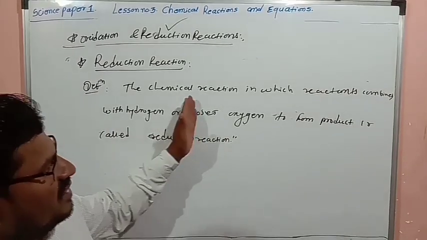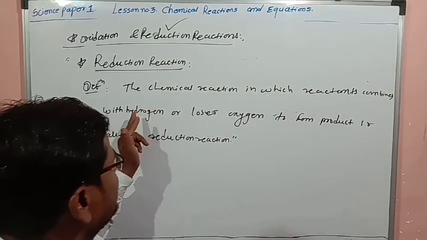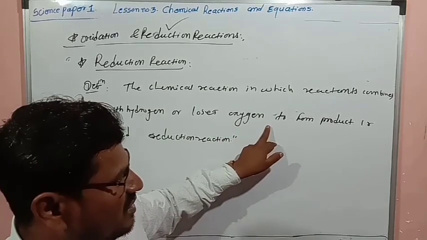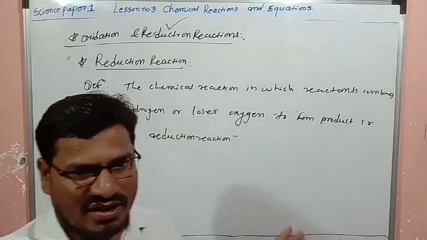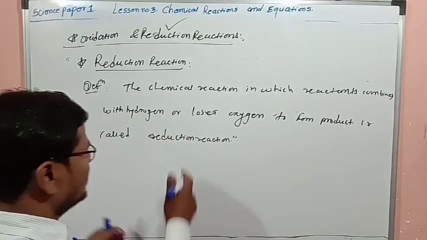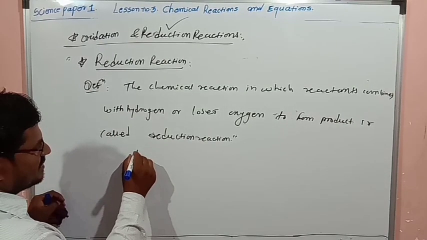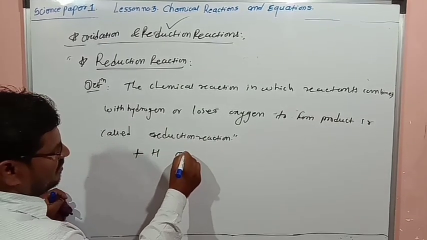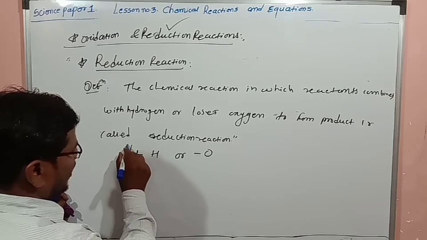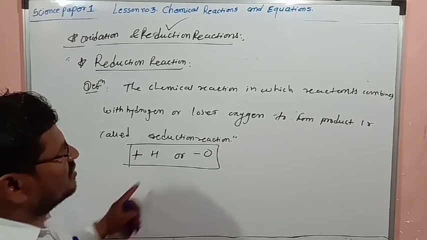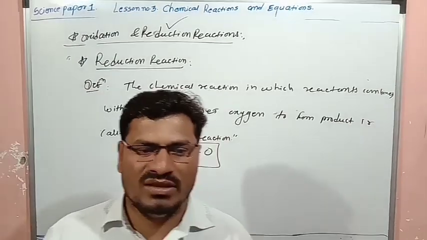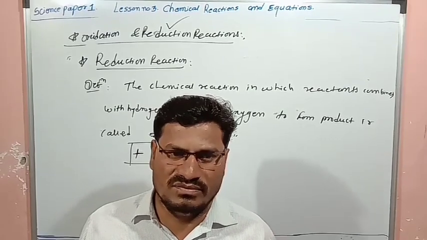So the chemical reaction in which reactant combines with hydrogen or loses oxygen is called a reduction reaction. And in that you can write plus H or minus O. If hydrogen is added or oxygen is removed, then that type of chemical reaction is called a reduction reaction.